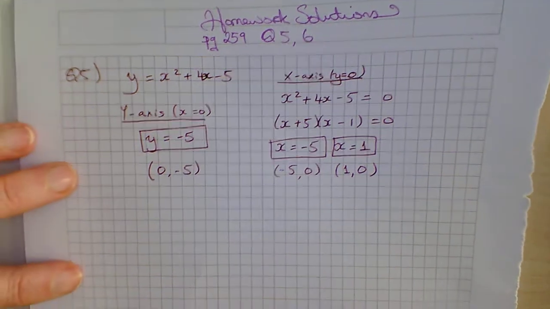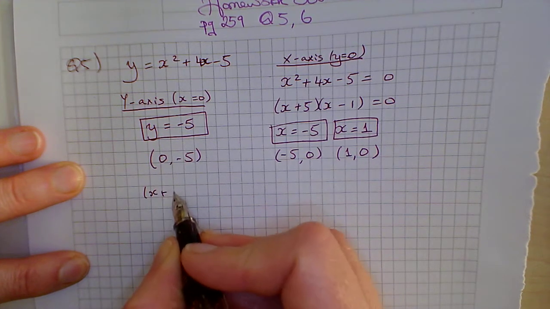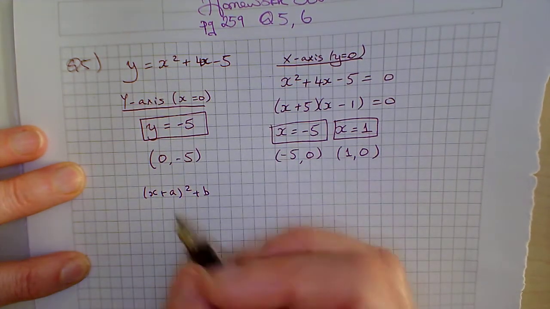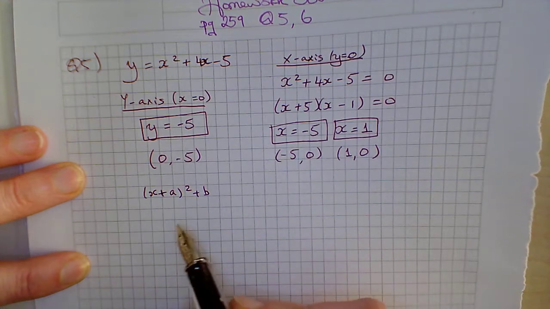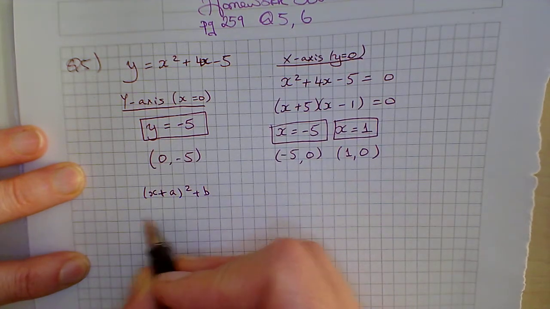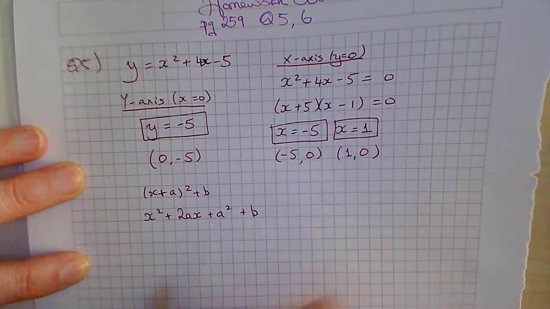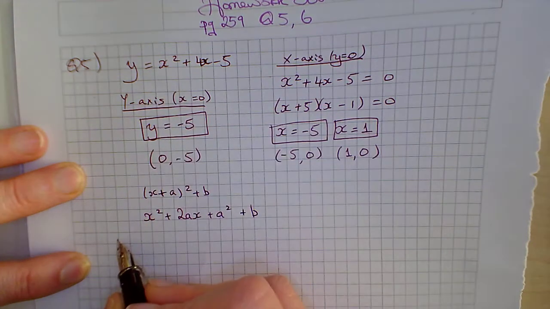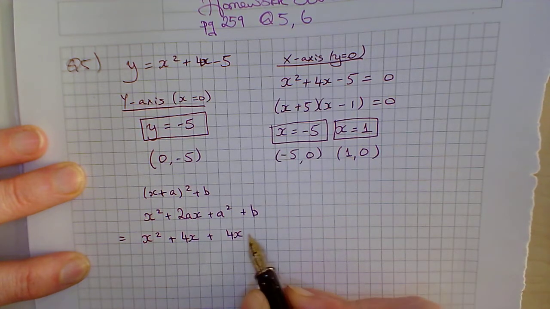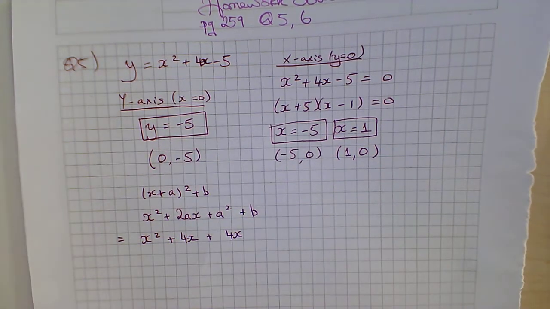The second part of the question asks me to write my equation in the form x plus a all squared plus b. Now, if you were following those notes videos from yesterday, from Monday, you'll have seen I used h and k here. So it doesn't matter what these letters are. I square out my brackets and I get x squared plus 2ax plus a squared plus b. And I know that this must be the same as x squared plus 4x minus 5.